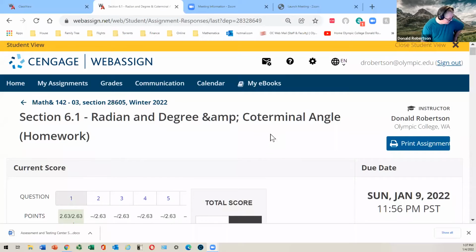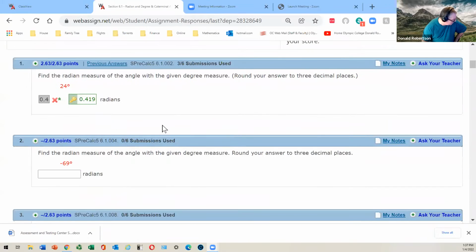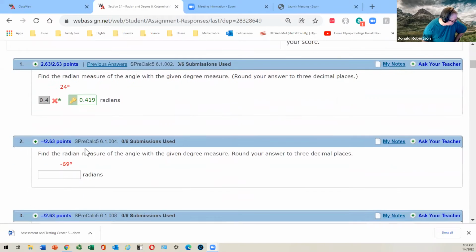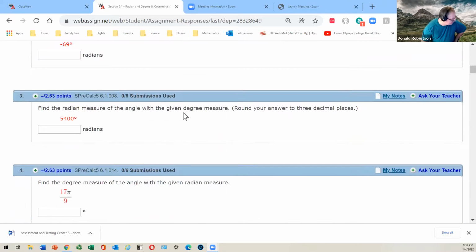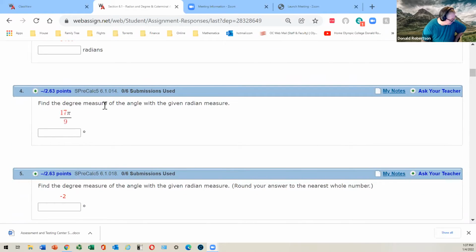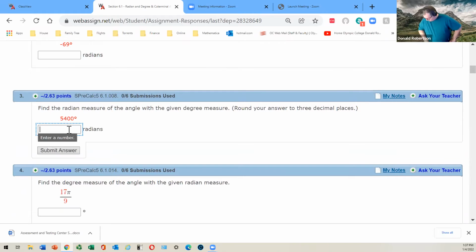Right, so here is section 6.1. This is what our homework looks like. Oh, it seemed to remember me from last time. I think that was me, but didn't I put that in and it was wrong? Right, okay. Can you see these questions are kind of what we've done today? Turn radians into degrees, right? Turn degrees into radians.